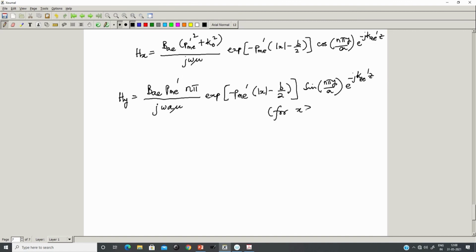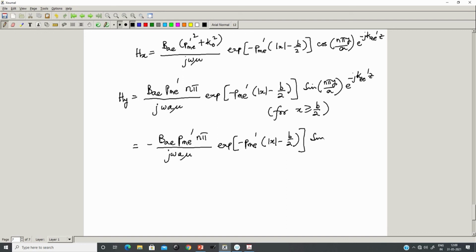that is for x greater than or equal to b by 2, and that is equal to minus b a e p m e prime n pi by j omega a mu exponential minus p m e prime mod x minus b by 2 sin n pi y by a e power minus j k z e prime z, that is for x less than or equal to minus b by 2.